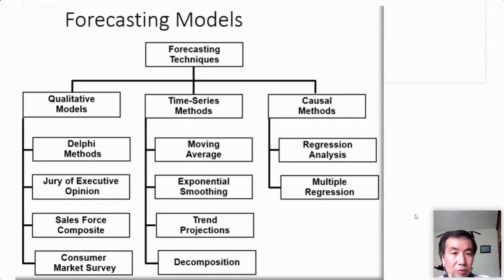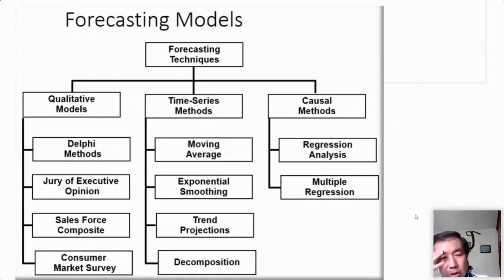This is a typical slide you can find in any textbook about the different forecasting techniques. What you see on the left are your qualitative models. The middle and the right are your typical mathematical types. It's not necessarily Excel, but it's using mathematics.